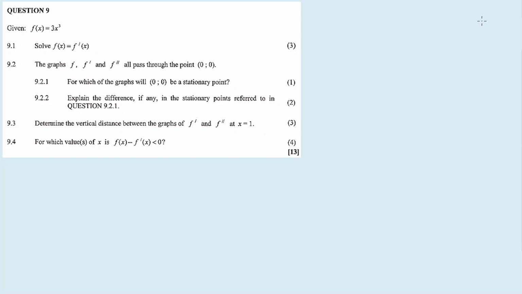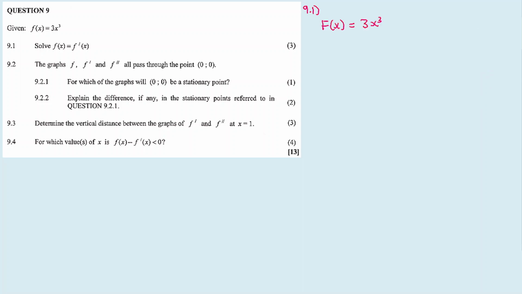Now, question 9 gives us a cubic function, f of x is equal to 3x raised to exponent 3. Then in 9.1, solve for f of x equal to f prime of x. It seems like question 9 will be just algebra. Let's look at 9.1. Okay, straightforward this one.